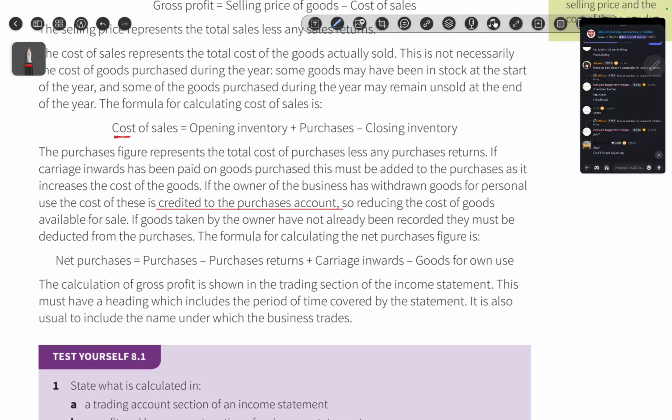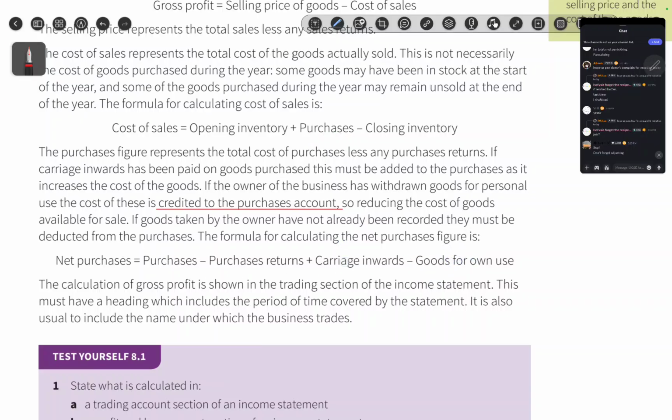If goods taken by the owner have not been recorded, they must be deducted from the purchases. How? Just the way I said, net purchases. So instead of writing purchases here, you will write purchase minus purchase return plus carriage inwards minus goods for own use. So this is goods drawings, when you take them out of the business for your own use. And remember, this will only be in the form of goods because we're talking about cost of sales here. Okay, you don't really sell your money, so it cannot be in the form of money.